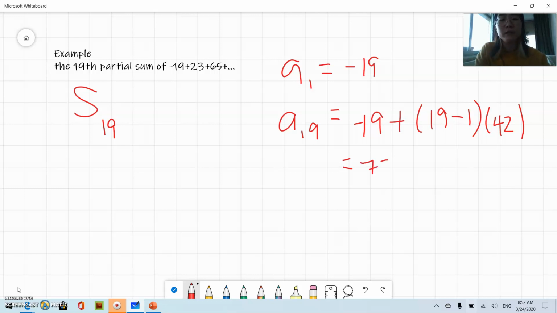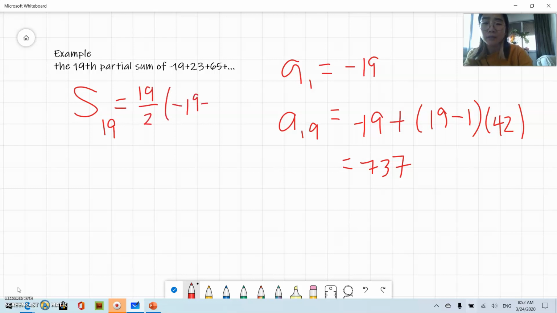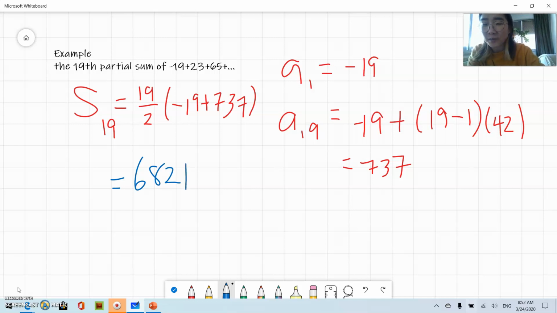737. Isn't that an airplane model? Okay. So then n is 19 over 2 times A1, which is negative 19, plus 737. So when I do everything on a calculator. Now Noah will really like this chapter because everything we do it on a calculator. But you do need to know the formula. So that's my answer.